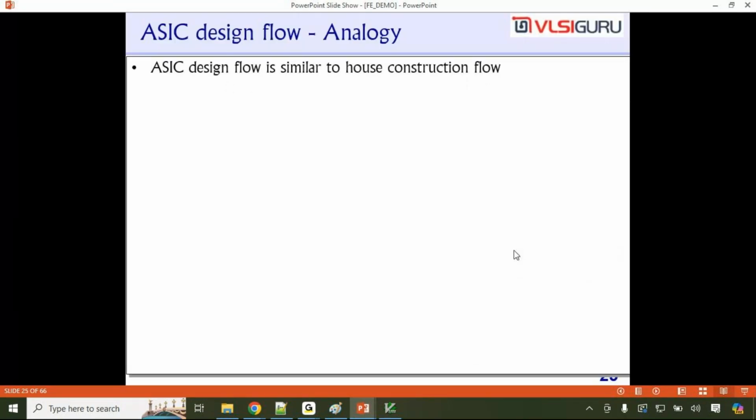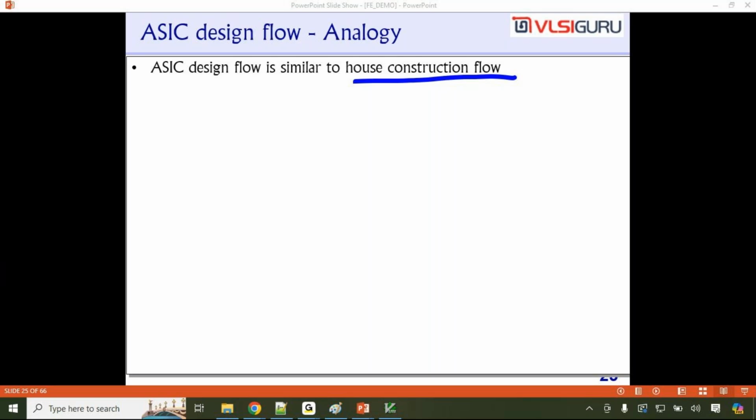ASIC design flow, to understand this, let us take a simple analogy. That is an example of a house construction flow. Tell me, where does your house construction flow start from? Even before you go for the basement, you start with the requirements. What do you want in the house? Without having all those, do you start with the base and foundation? No, right? First you start with your requirements.